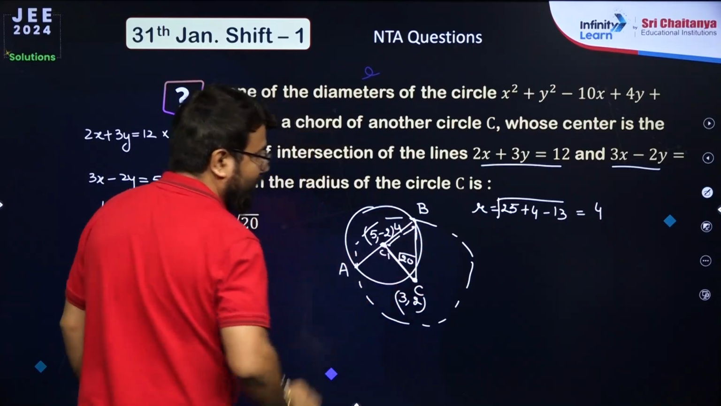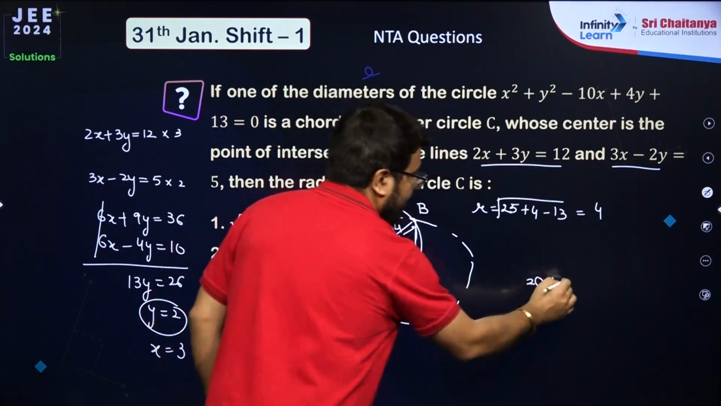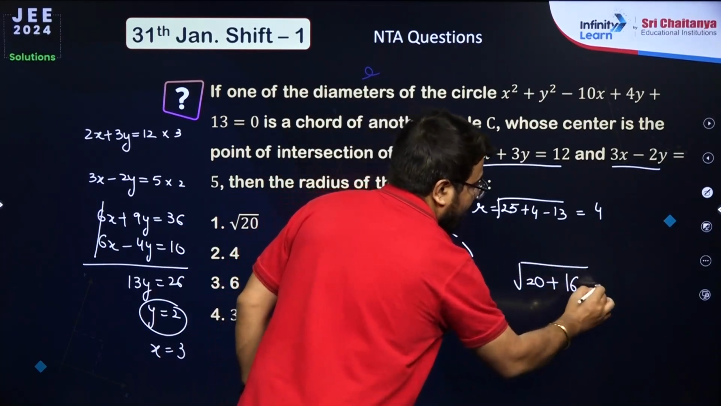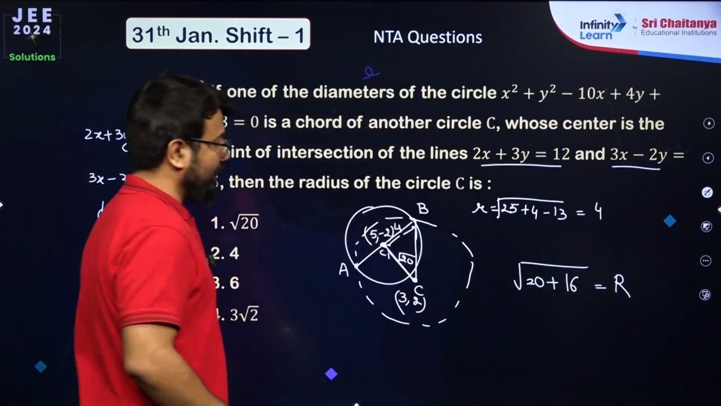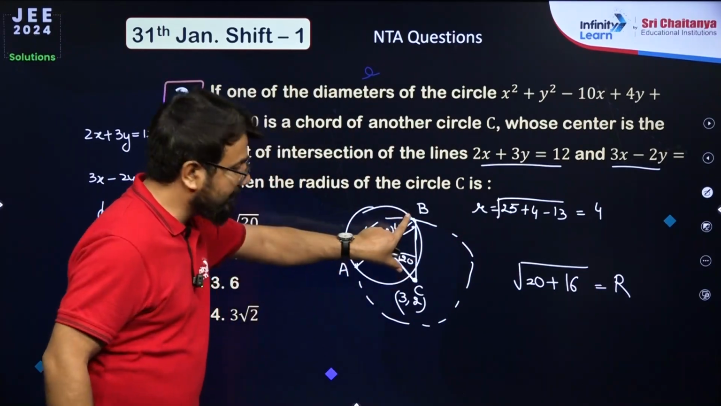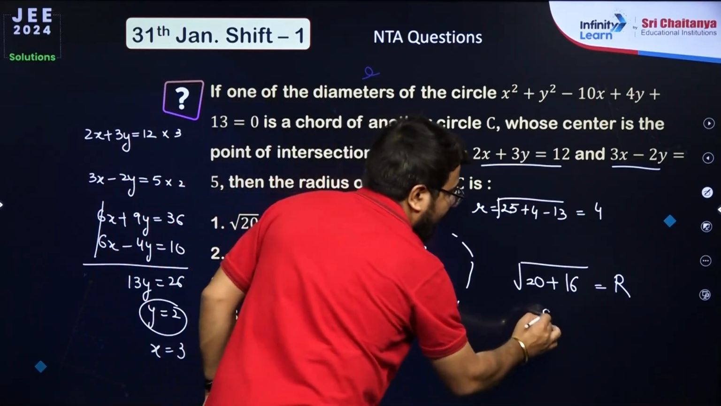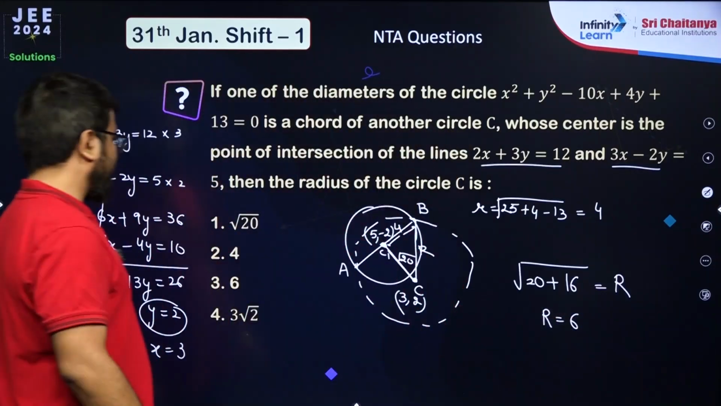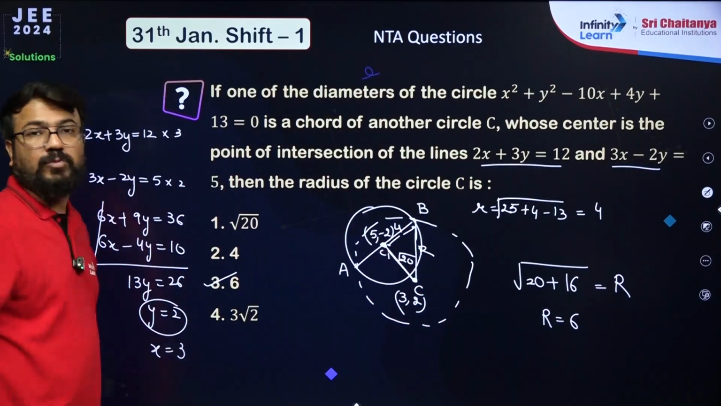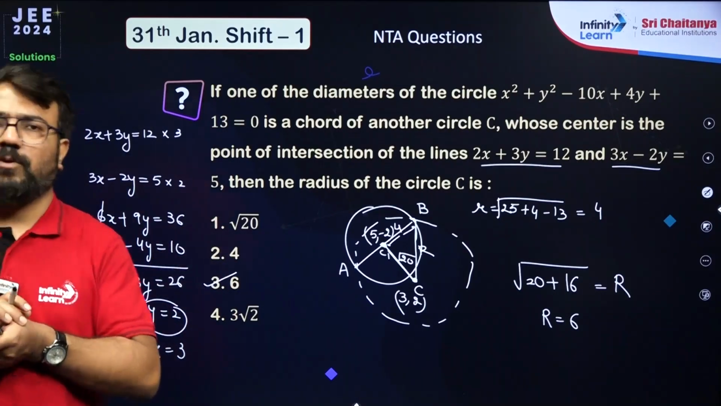This radius we need to evaluate. So it will be 20 plus 16 under the root. That will be the radius of the bigger circle, because this is root 20 square, this is 4 square, and this is r square. This is capital R basically. So the value of capital R will be 6. 6 is given to us in option C. That is why option C will be the final answer. I hope you are able to understand how we got the answer to this problem.